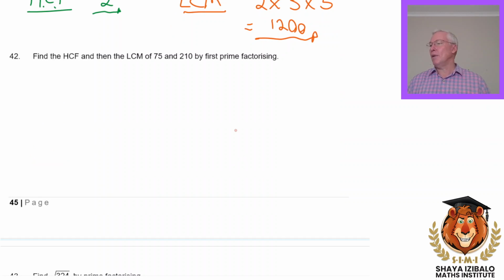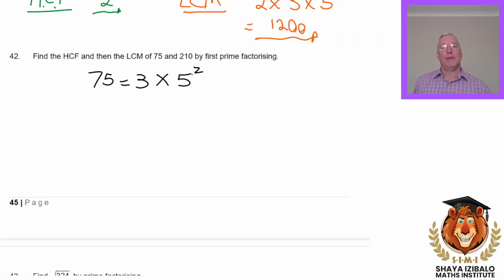Okay, if you haven't tried the next one, pause the video and have a go, but otherwise let's have a look at it. Okay, 75. 75 is in fact 25 times 3. So 75 is 3 lots of 25, but 25 is 5 squared. 210 is 21 times 10. Now remember, 21 is 3 times 7, and 10 is 2 times 5.